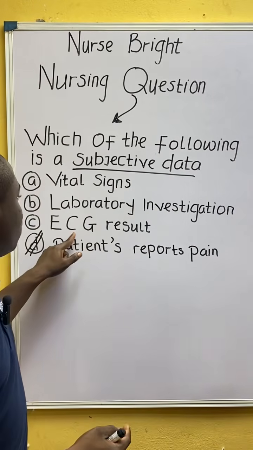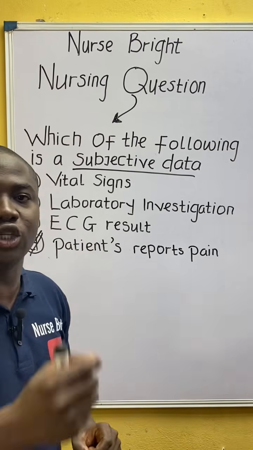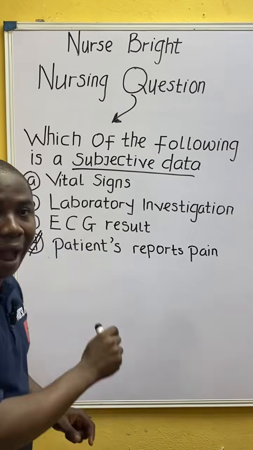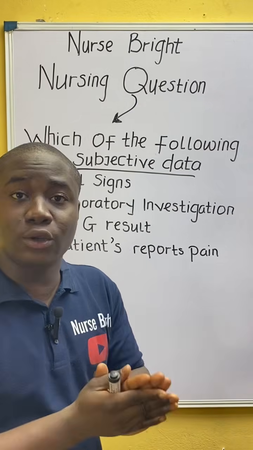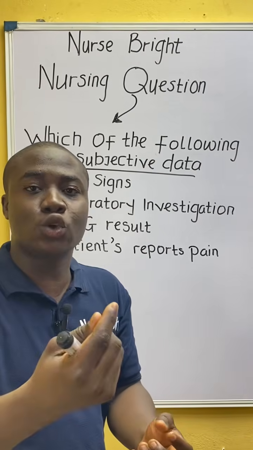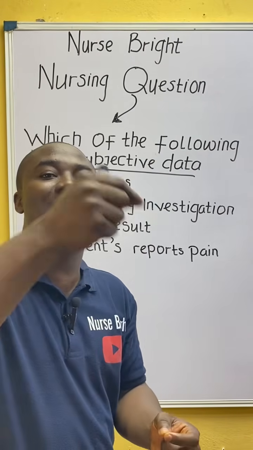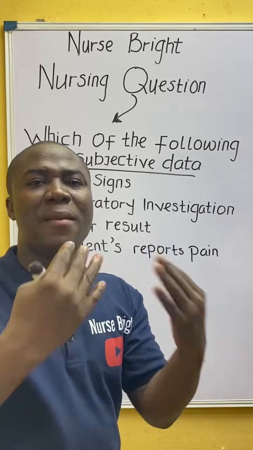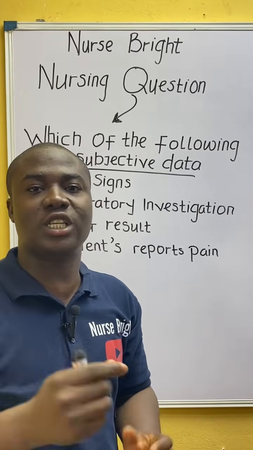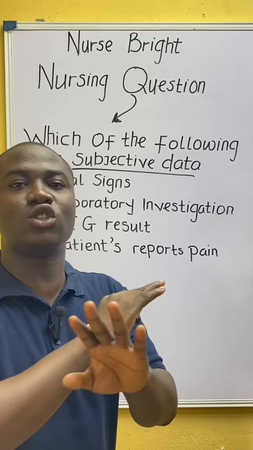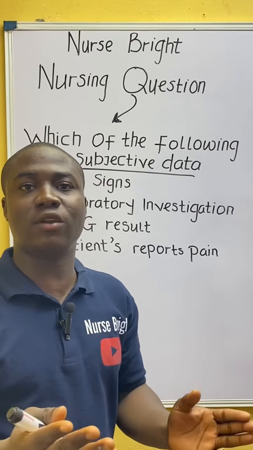And for option C, which says ECG result, ECG is called electrocardiogram, all right? Electrocardiogram is the result findings from an instrument or a machine called the electrocardiograph. Remember, the electrocardiograph measures the electrical activities of the heart. Are you there? So you can see how this question was tackled without stress. It is not difficult. We've come to the end of this video lesson.